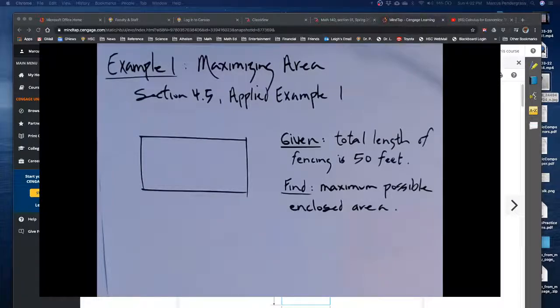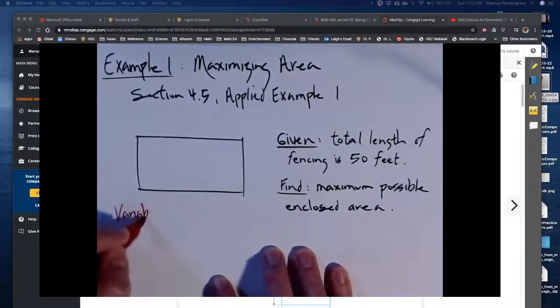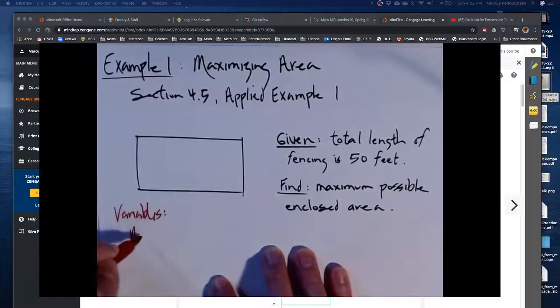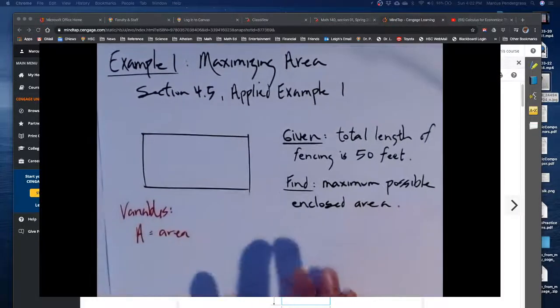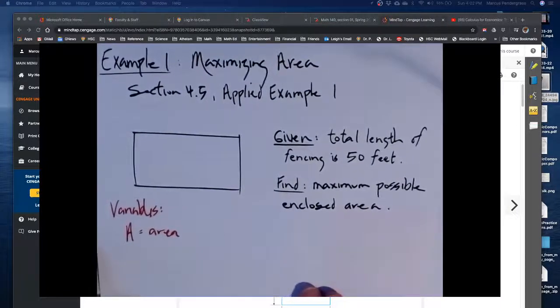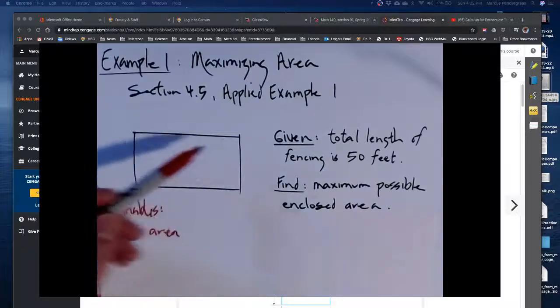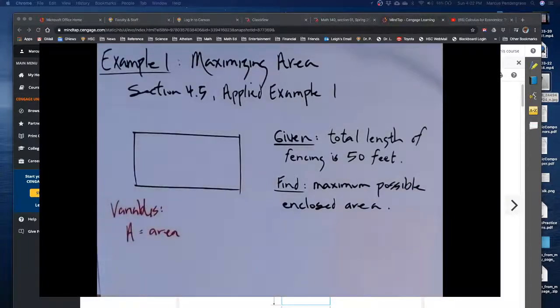So obviously area is one of the variables that we'll be interested in. In fact, it's the main one, right? I'll just call it A, and that's the area of the fenced-in garden. We're going to try to make that as large as possible, but what do we have to work with in order to get an area? Well, we have the 50 feet of fencing, and that 50 feet has to be distributed in this rectangle. So we have to use the 50 feet to go around this rectangular perimeter here.